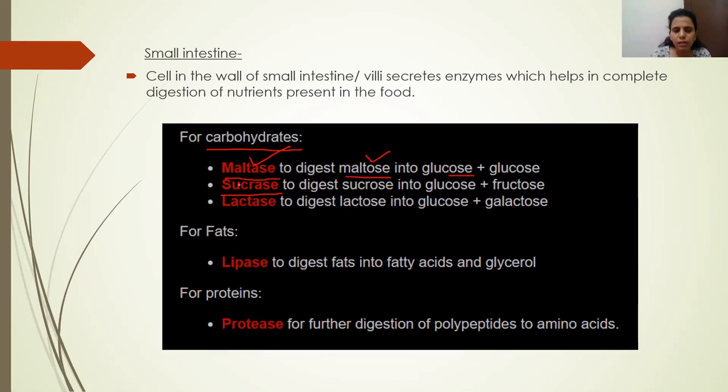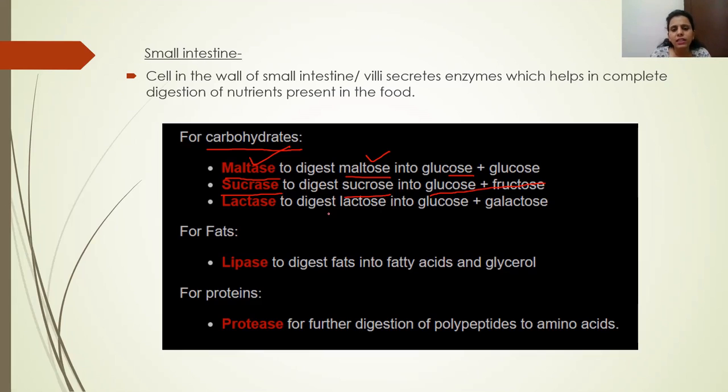Sucrase is the enzyme which helps in digestion of sucrose. For example, when we drink tea or eat any sweet item, the normal white sugar which we use in our home is actually sucrose. Or when we drink sugarcane juice, that also has sucrose. So sucrose is digested by the enzyme sucrase into glucose and fructose. This question could be asked in the exam. Remember, maltose is glucose plus glucose and sucrose is glucose plus fructose. Maltose is digested by maltase, sucrose is digested by sucrase.